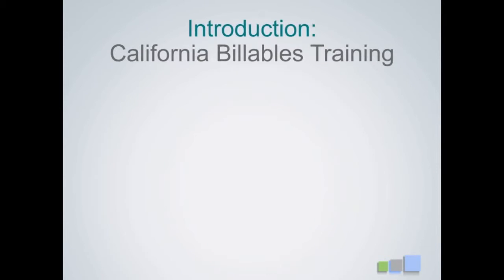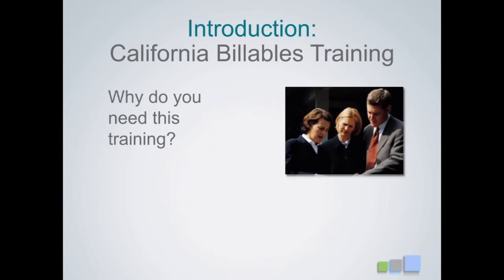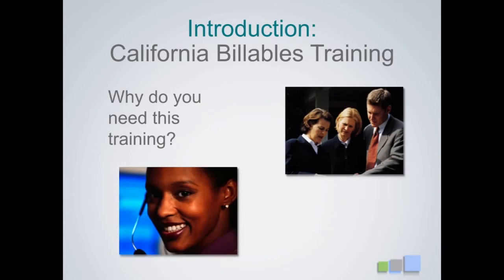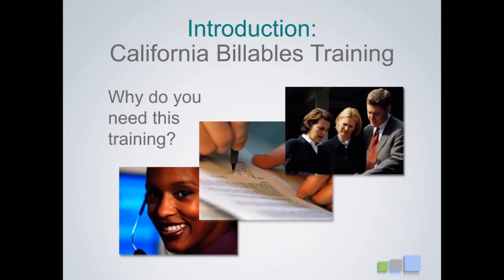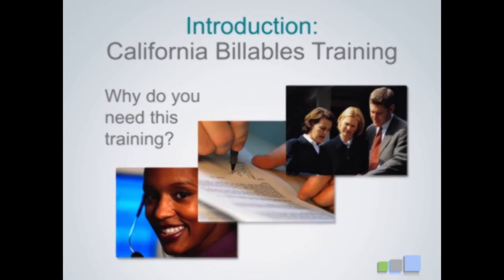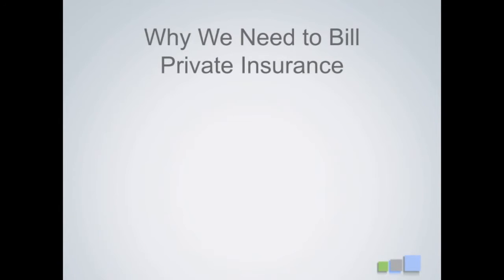Welcome to the California Billables project training. Our first task is to review the key reasons your health department and clinic staff, like you, need to know about billing. Recently, the federal government changed the 317 funding rules, eliminating the use of 317 publicly funded vaccines for anyone with private insurance. This means that private insurance must now be considered as a funding source for those that have it.